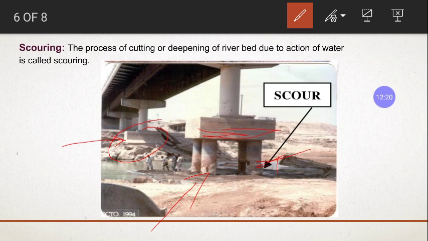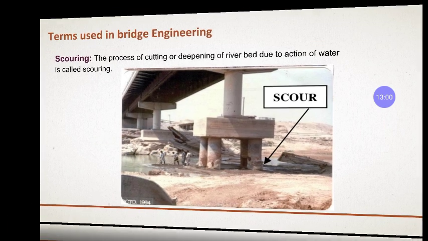So this removing of the soil from the bed of the river, which leads to the foundations being exposed to the air or the atmosphere, is called scouring. Removing or deepening the river bed, due to the riverbed soil being taken away, is called scouring. You can see in this image what scouring exactly is, and what problems it might cause.